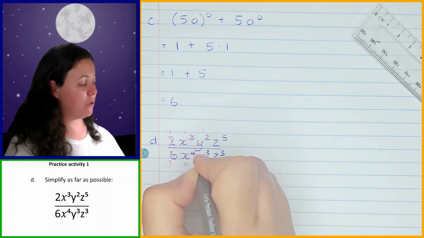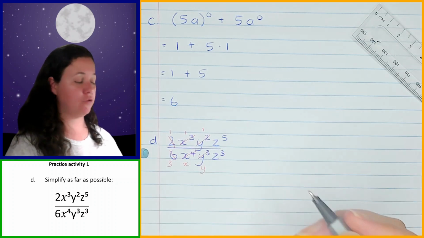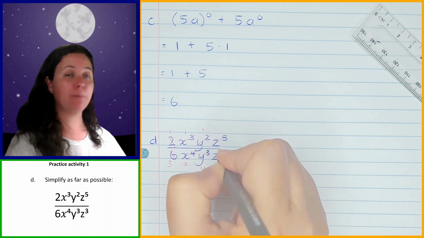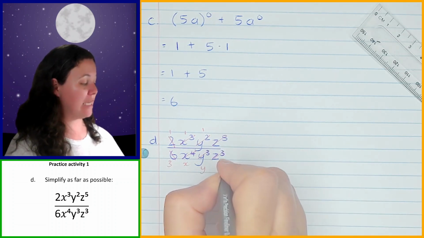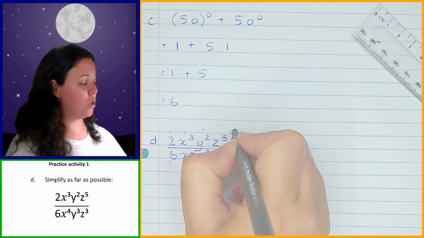And over here, the y to the power of 3 is going to be y to the power of 3 minus 2, which is 1, which I don't need to write. And then my z's, I've got z to the power of 5 and z to the power of 3. The z to the power of 3 is smaller, or has a smaller exponent, so that's going to cancel out. And over here, I'm going to have z to the power of 5 minus 3, which is 2.